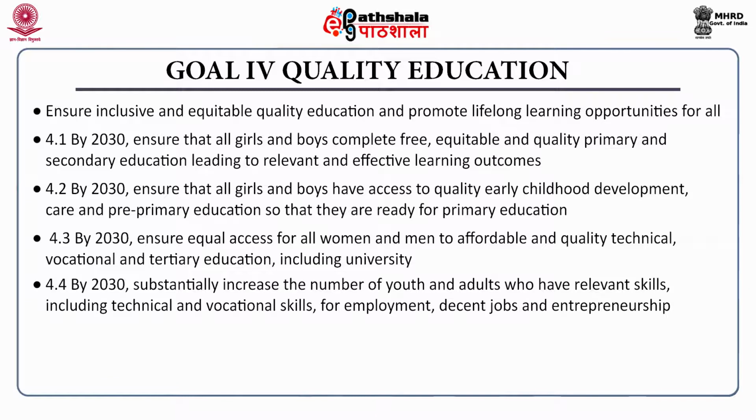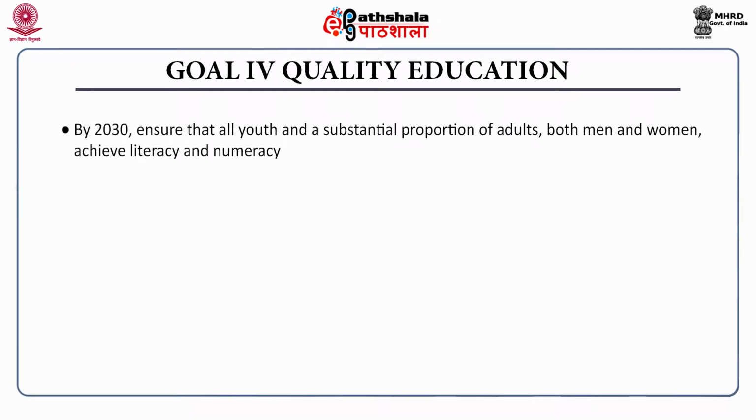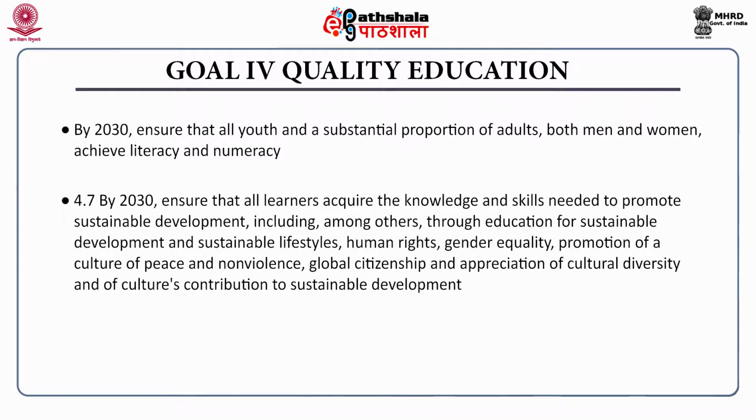Substantially increase the number of youths and children who have relevant skills, including technical and vocational skills for employment, decent jobs and entrepreneurship. Eliminate gender disparities in education and ensure equal access to all levels of education and vocational training for the vulnerable, including persons with disabilities, indigenous people and children in vulnerable situations. Ensure that all youth and a substantial proportion of adults, both men and women, achieve literacy and numeracy.